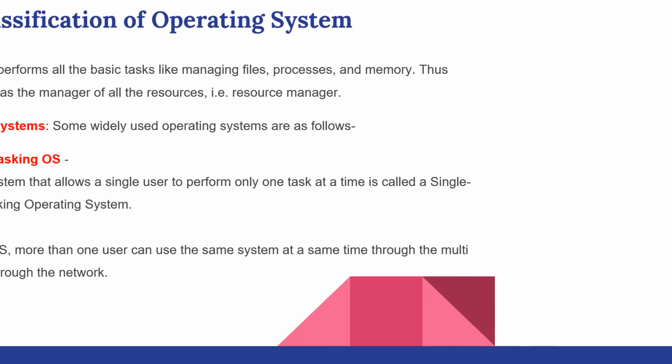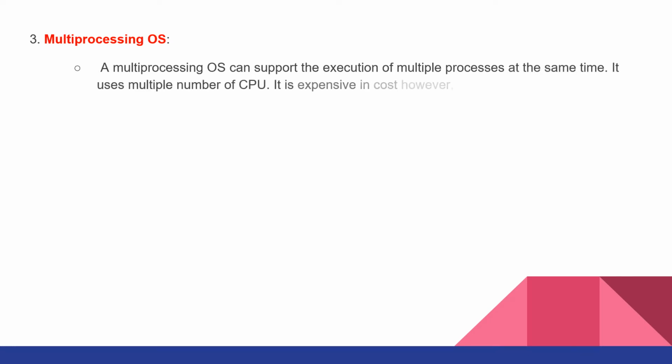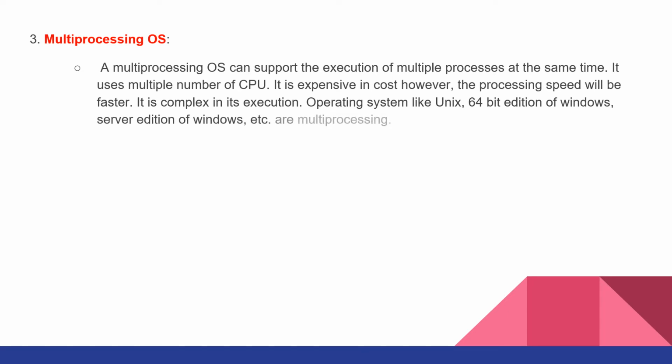The third type that we are going to talk about is multiprocessing operating system. A multiprocessing operating system can support the execution of multiple processes at the same time. It uses multiple CPUs. It is expensive in cost, however, the processing speed will be faster. It is complex in its execution. Operating systems like Unix, 64-bit edition of Windows, server edition of Windows, etc.